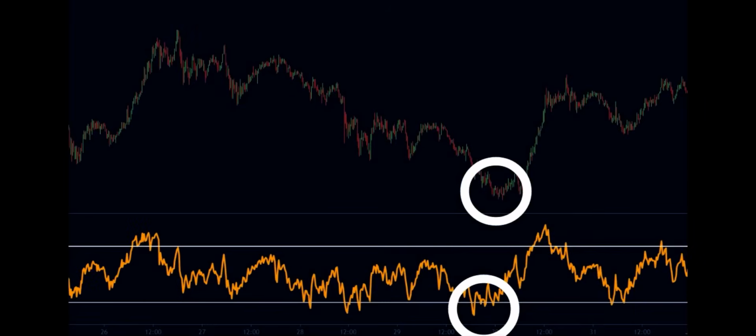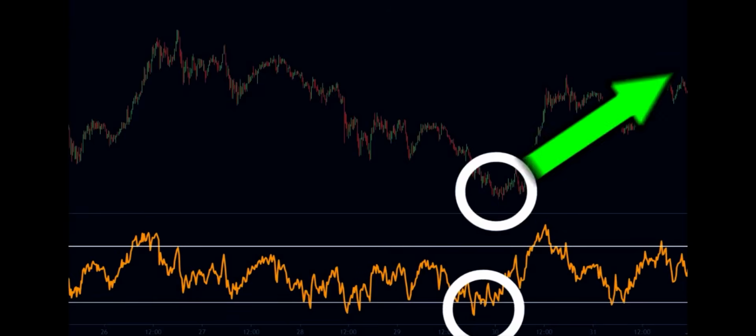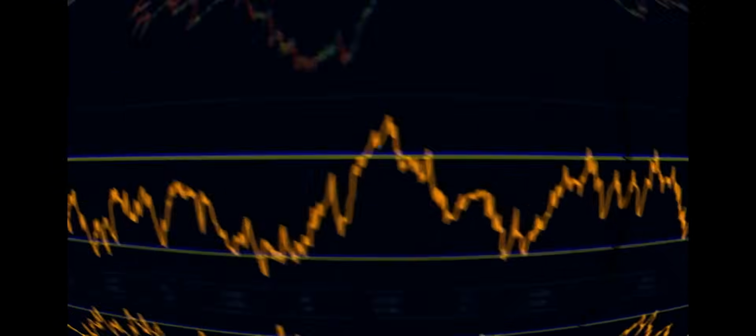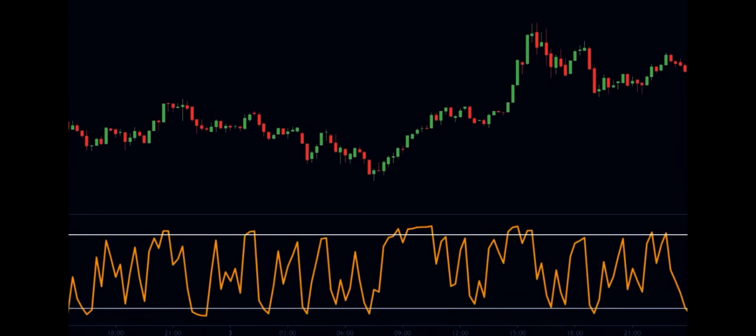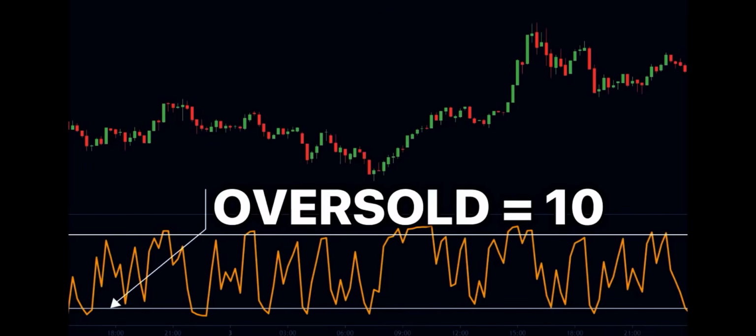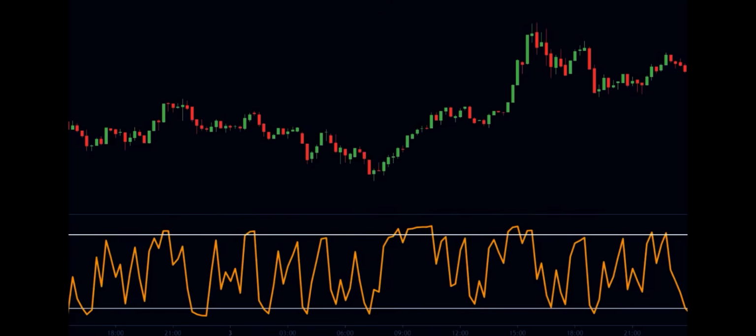In other words, the price has become cheap, and we can expect an up move. For our strategy, we will modify the settings of the RSI to suit us. Hence, we will change the RSI period from 14 to 2. We will also change the overbought level to 90 and change the oversold level to 10. This will give us a fast-moving RSI.